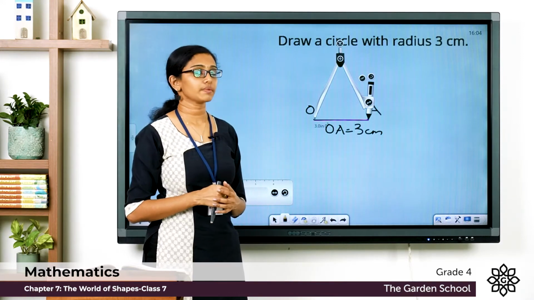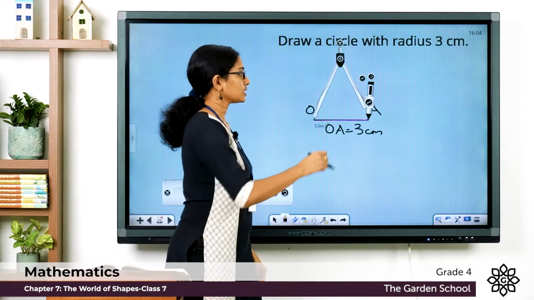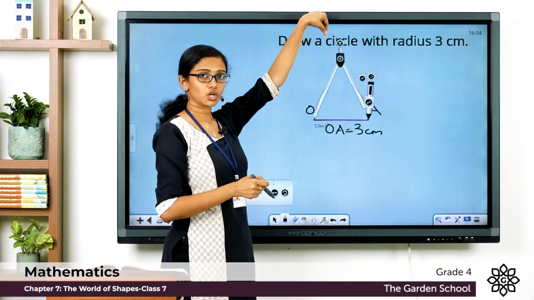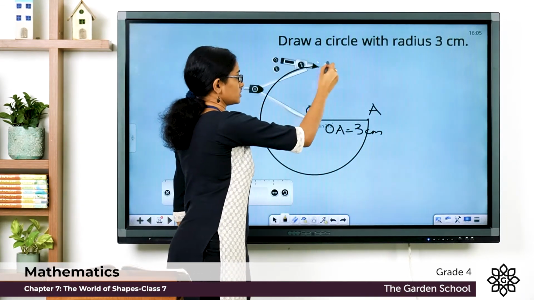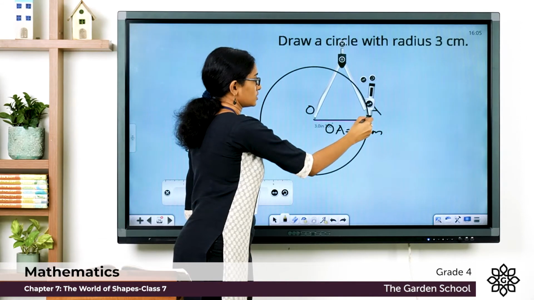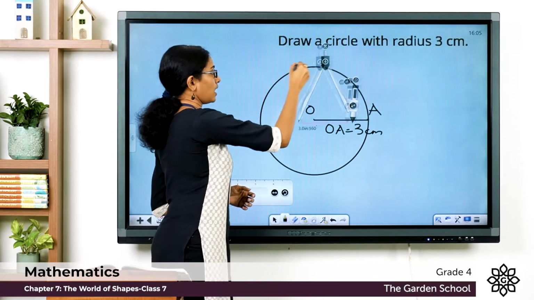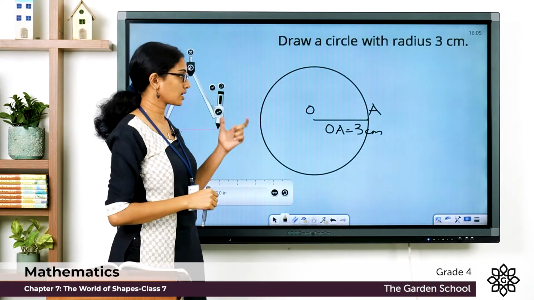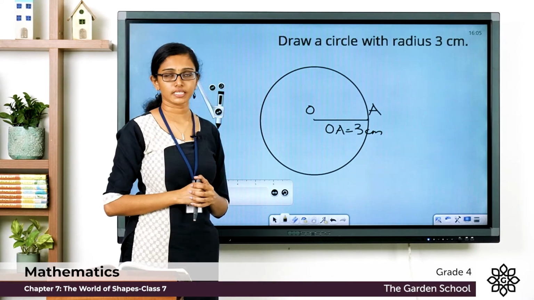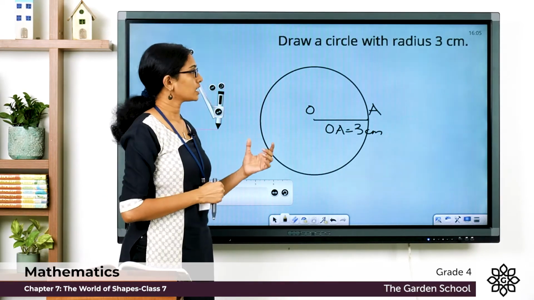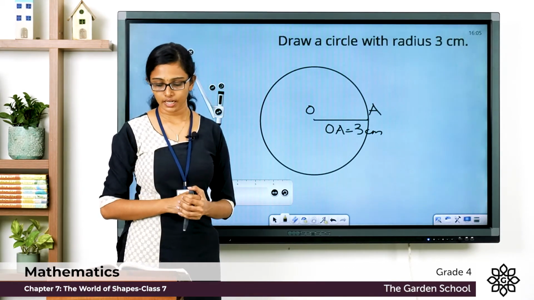Now, the next step is to hold the compass intact. Then you have to rotate it holding the top of the compass. You have to rotate the compass to draw the complete circle. So now we have a circle. We have drawn a circle using the compass which measures a radius 3 centimeter. So I hope you are clear with this. Now similarly, you can complete drawing other circles of the given radii in your notebook.